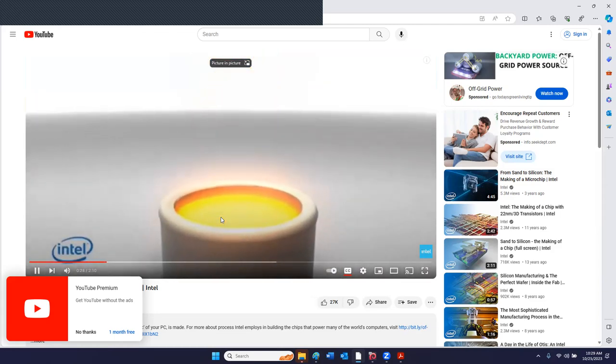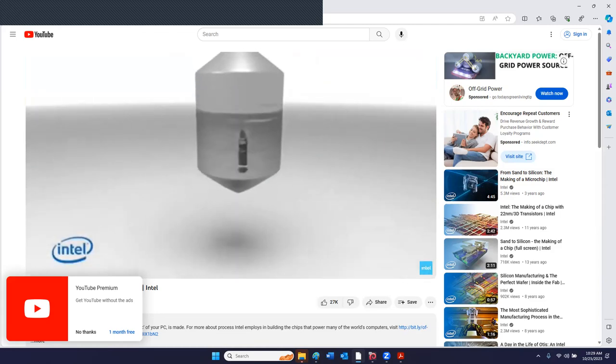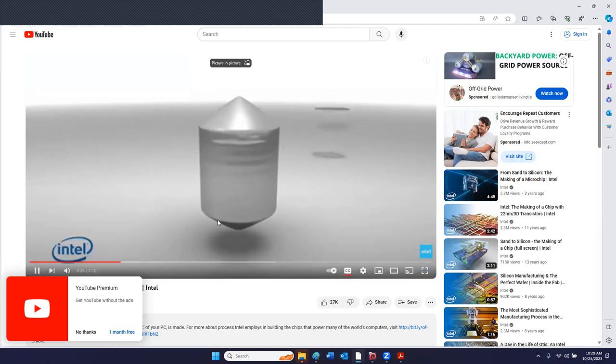They take the silica, they turn it into molten, and then they create a crystal with it.